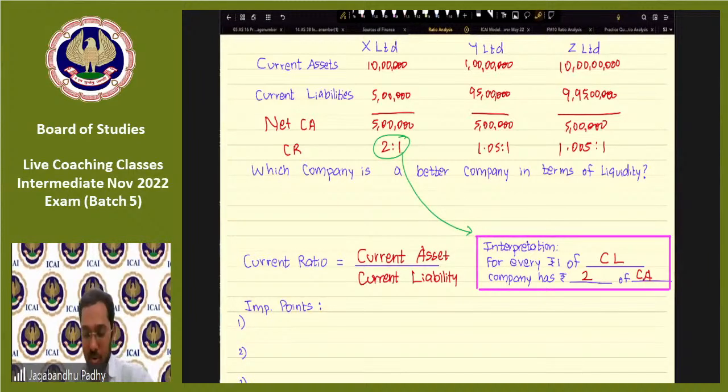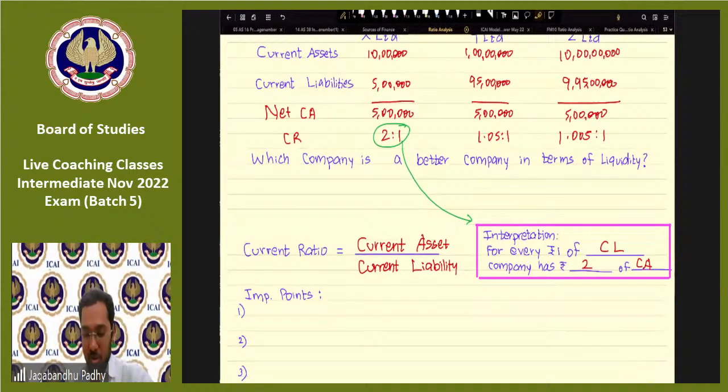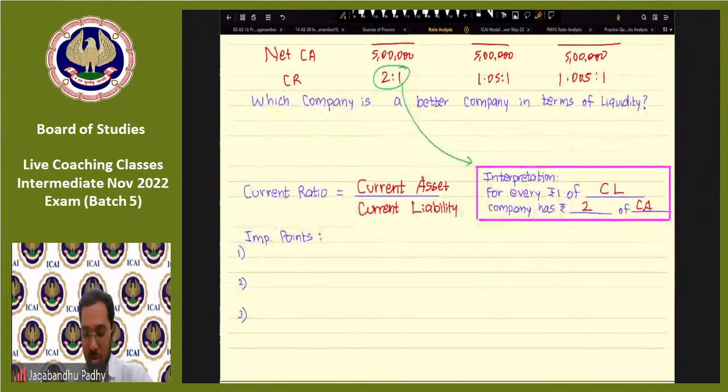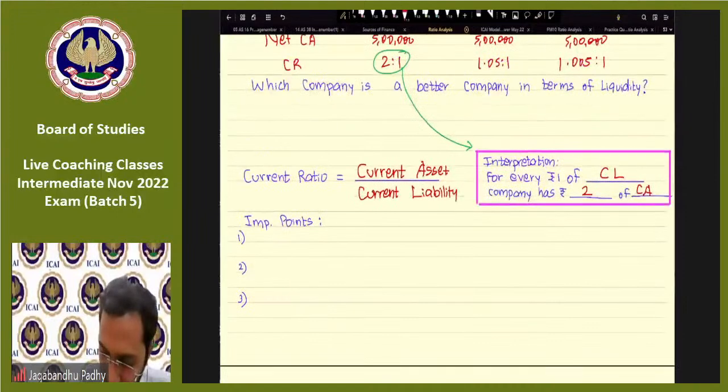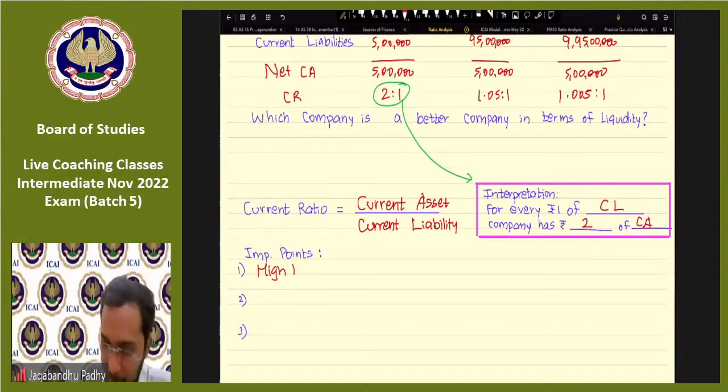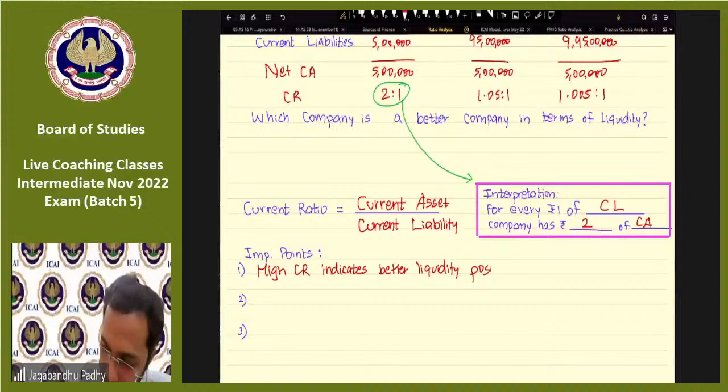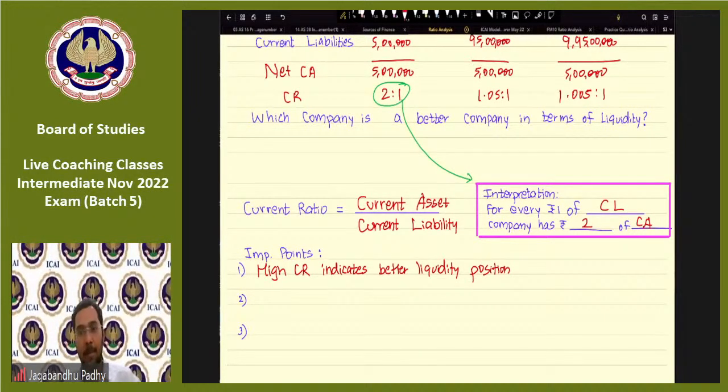Now, important point that we need to remember first and foremost, tell me, high current ratio. High current ratio indicates what? Better liquidity position. Or we can say company is having sufficient resources to pay off its liabilities. So higher the current ratio, better it is. Always higher the current ratio, better it is.